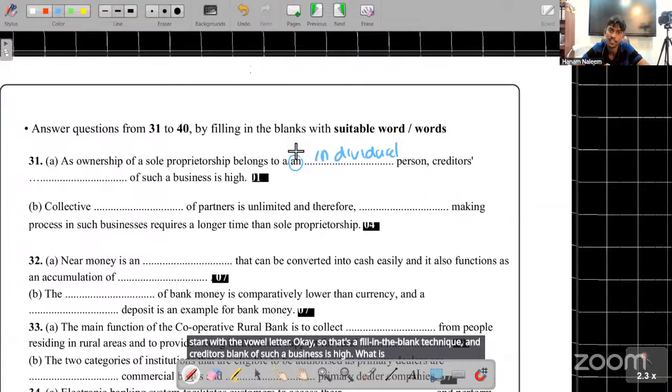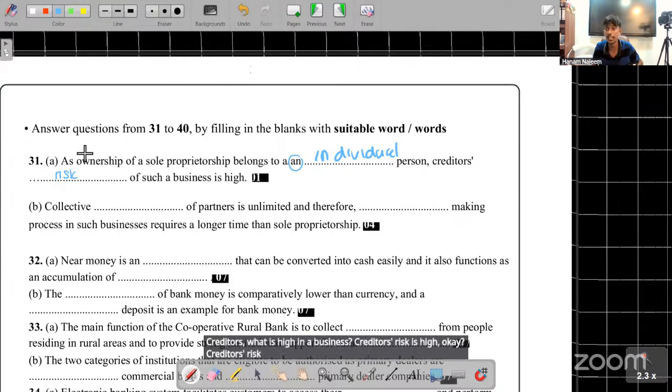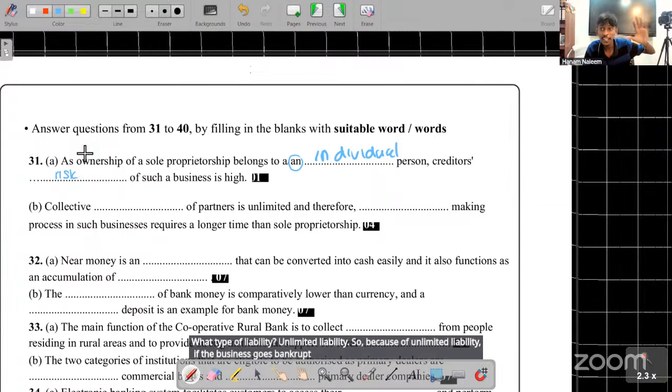What is high? Creditors, what is high in a business? Creditors risk is high. Okay, creditors risk of such a business is high. Why? Creditors are at risk because in a sole proprietorship, what type of liability do you have? Unlimited liability. So because of unlimited liability, if the business goes bankrupt, the owner has to sacrifice their personal assets and settle the liability. As a creditor, you are at risk. Why? Because if that person doesn't have the money, the owner has to sell his personal assets and settle the money.